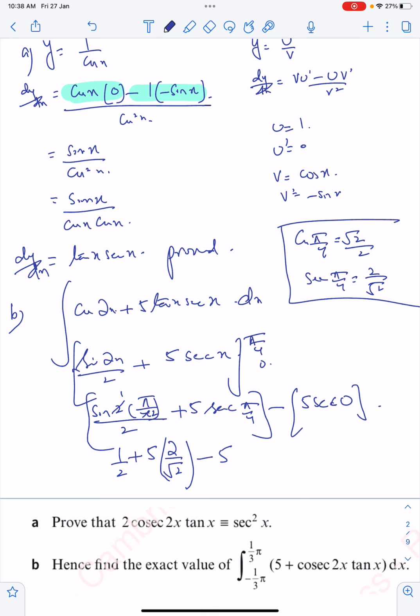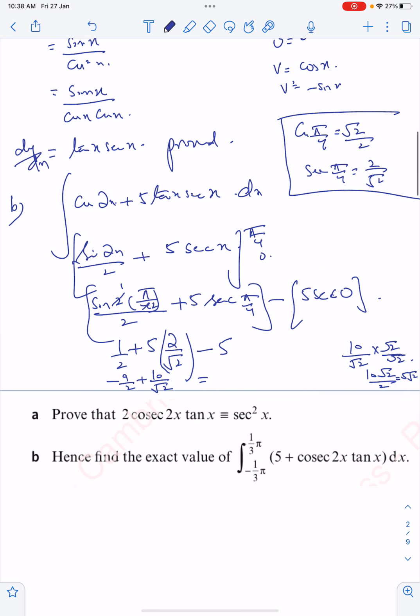So half minus 5 is going to be minus 9 upon 2, plus 10 upon root 2. 10 upon root 2, you multiply by root 2 upon root 2, you will get 10 root 2 upon 2, which equals 5 root 2. So in place of 10 upon root 2, I'm going to write minus 9 upon 2 plus 5 root 2. This is the final answer to this question.